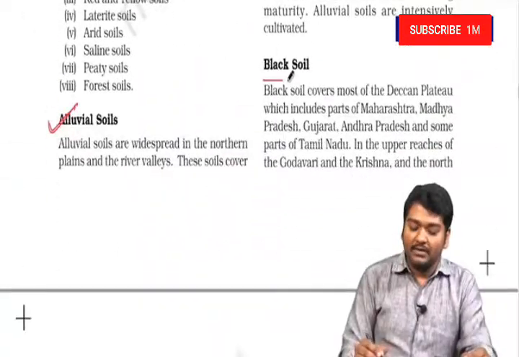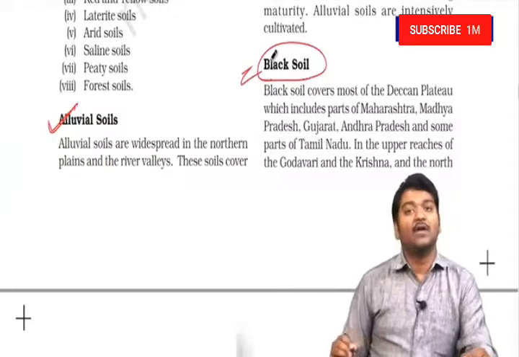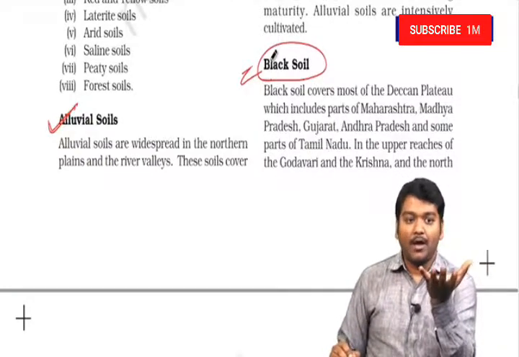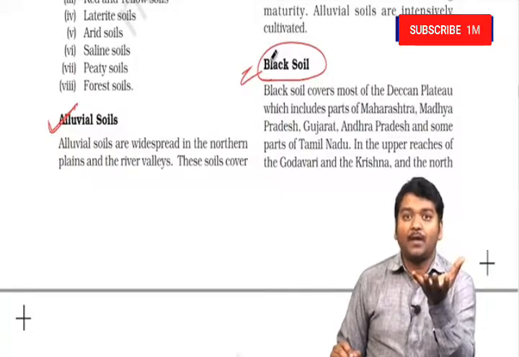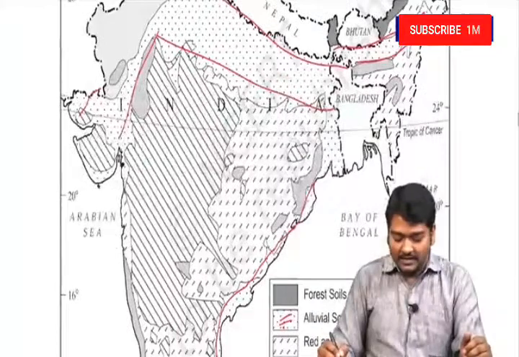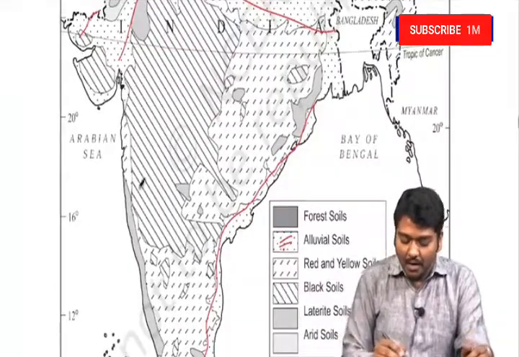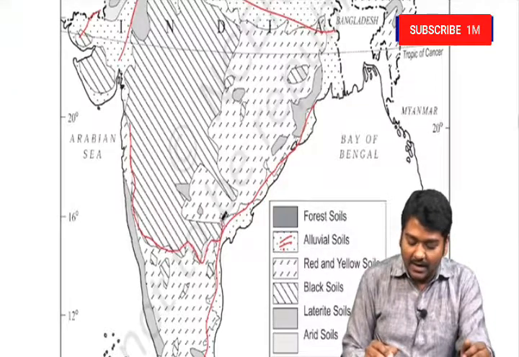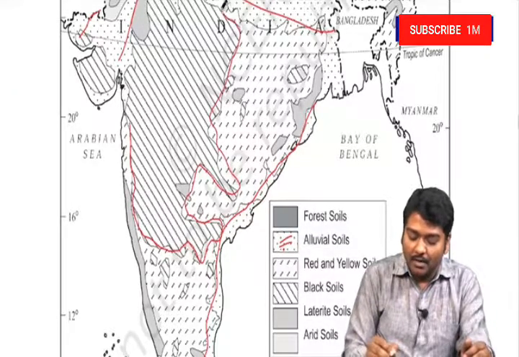The next important thing that we observe is black soil. It is found in Maharashtra, the northern part of Karnataka, and when we talk about Gujarat, see this, I'll just explain to you. Maharashtra, northern part of Karnataka, Telangana, some parts of Andhra Pradesh, Madhya Pradesh, right?